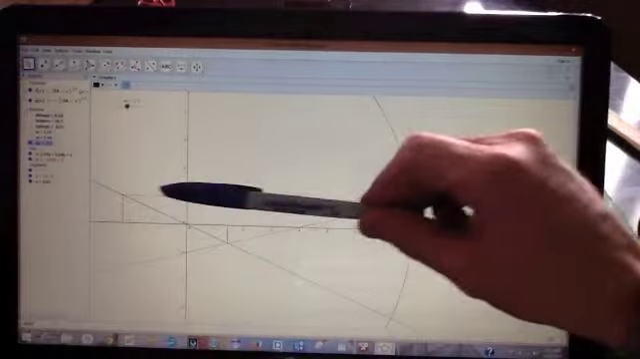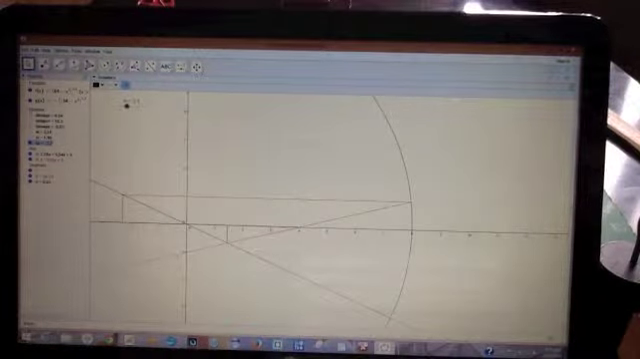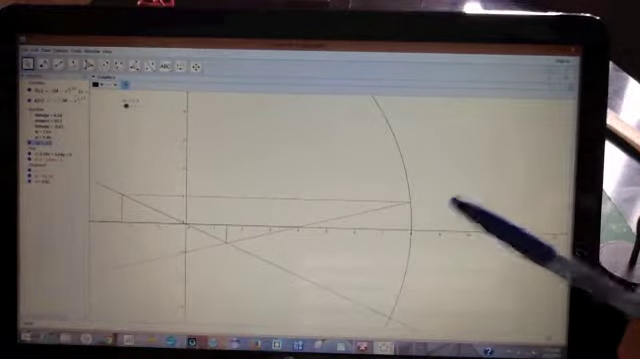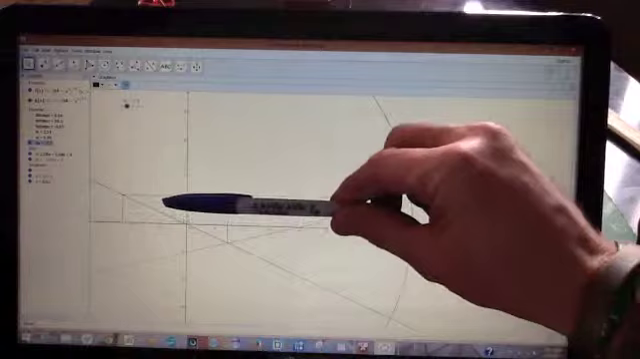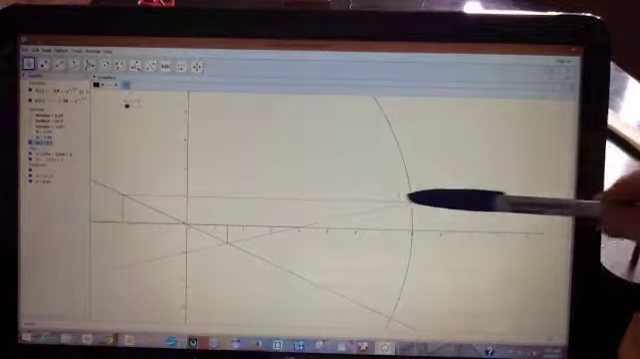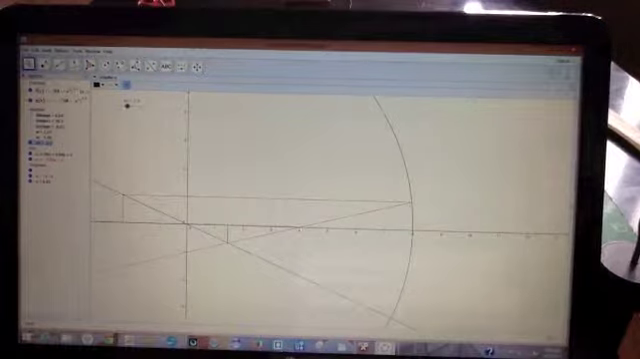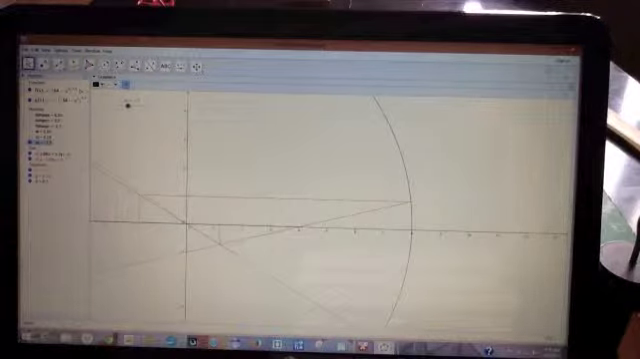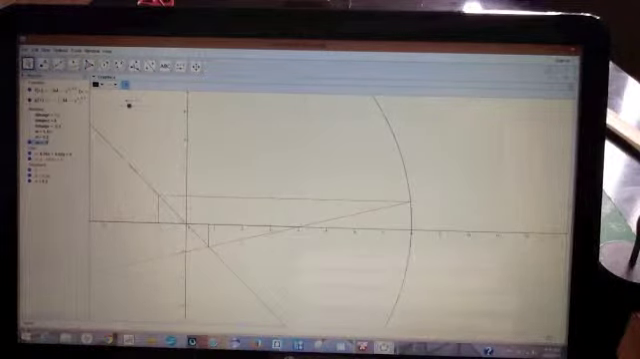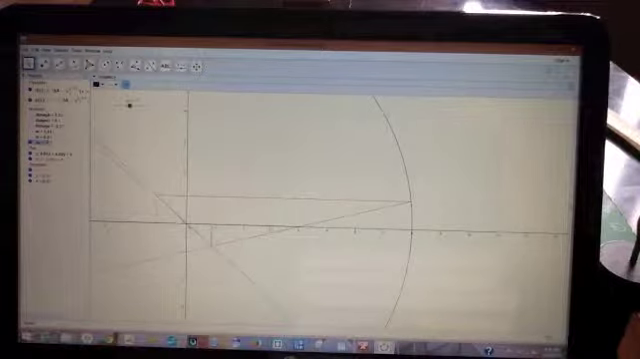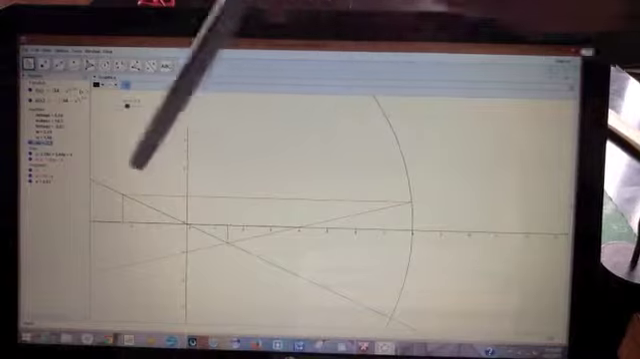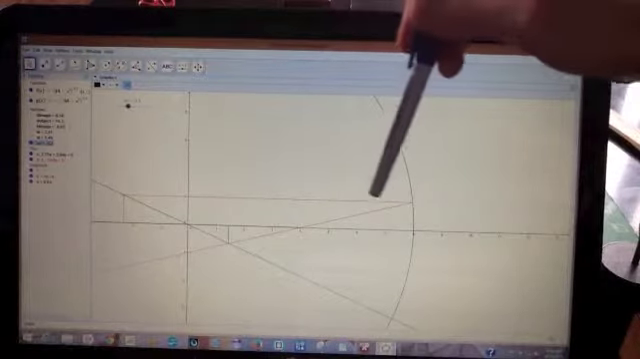Now you notice in the worksheets we draw 3 rays you can use, but you really only have to have 2 of them. And you notice one of them will never change. The one that's parallel that goes through the focus, no matter where the object is, I'll show you, that one never changes. Okay?